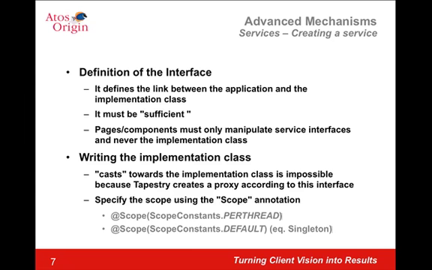The interface defines the link between the proxy and its implementation. In the implementation, you can specify the scope with the @Scope annotation and the ScopeConstants class. The scope annotation can also be used in your app module.